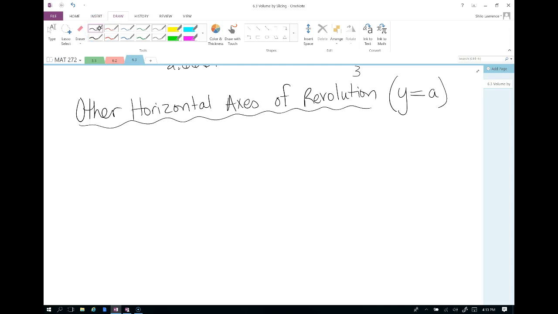So we're going to start with just a really simple example. So if we were asked to find the volume, and let's just do a straight line for now, we're going to revolve y equals x plus 3. 1, 2, 3.